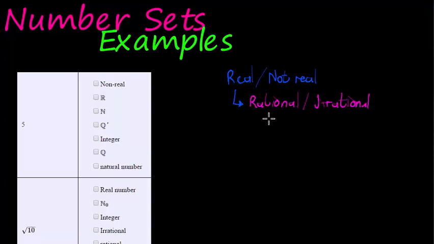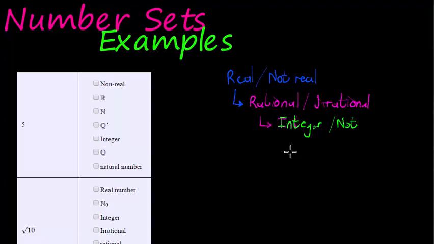If it is rational, then it could be that it's an integer. Now, it is an integer or it is not an integer. If it's not an integer, then it's just real, rational. If it is an integer, it's real, rational, and an integer.